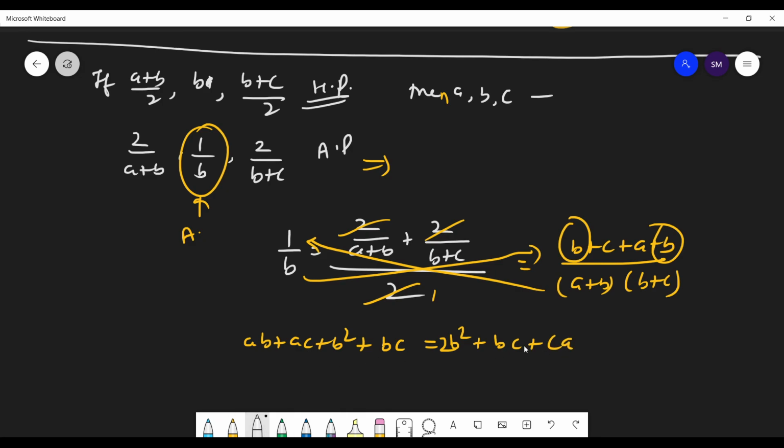Now you are lucky people, some things will cancel out. Yes, AC is cancelled, BC is also cancelled. So you get B square, and see, 1B square will also cancel out. B square equal to AC.